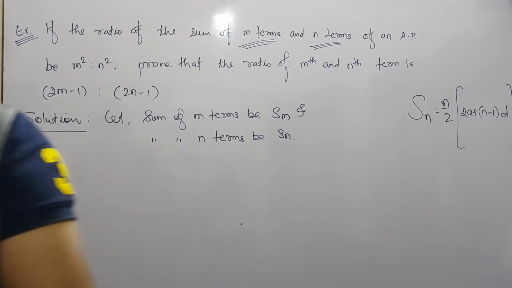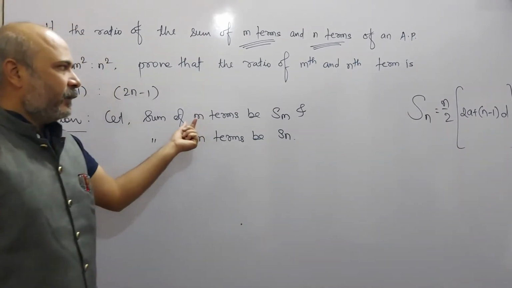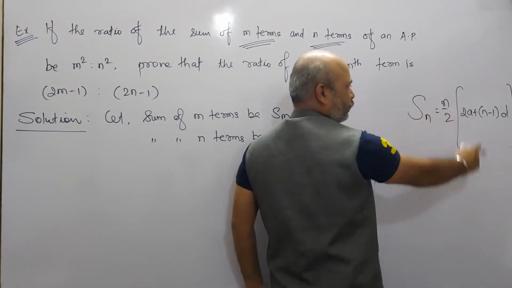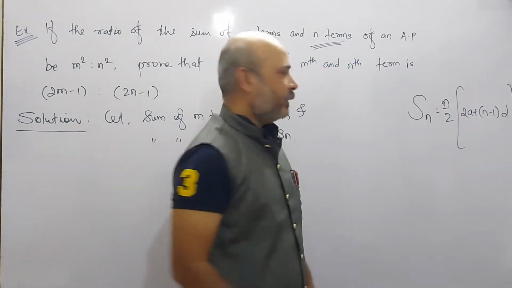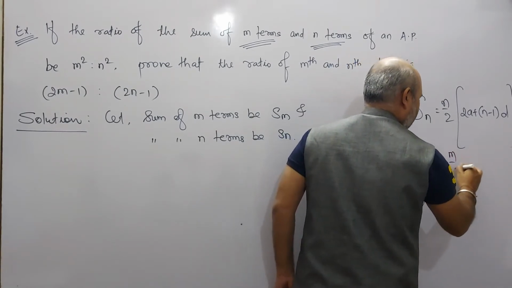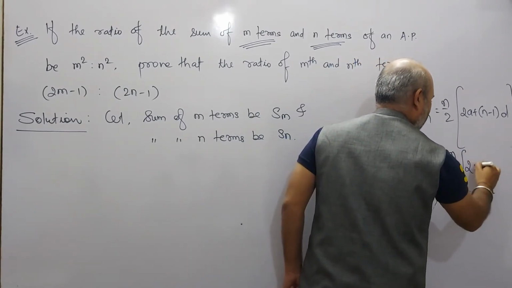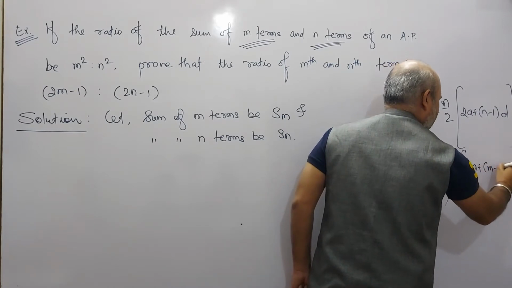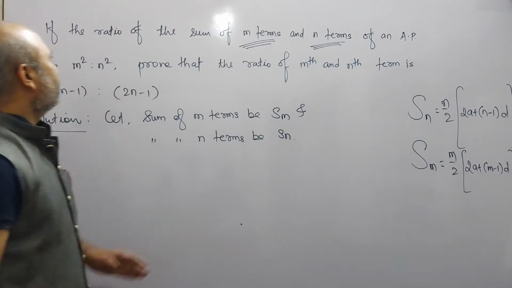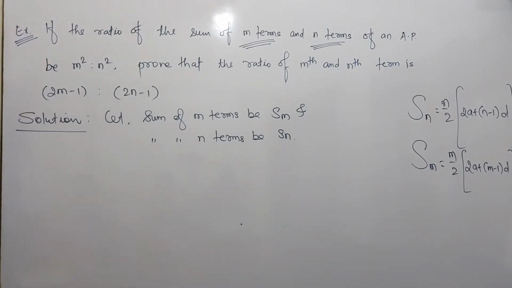So now what will be Sn? Sn is equal to n by 2, 2a plus n minus 1 into d. And what will be Sm? Sm is equal to m divided by 2, 2a plus m minus 1 into d. Okay, fine. Now let us see the question.